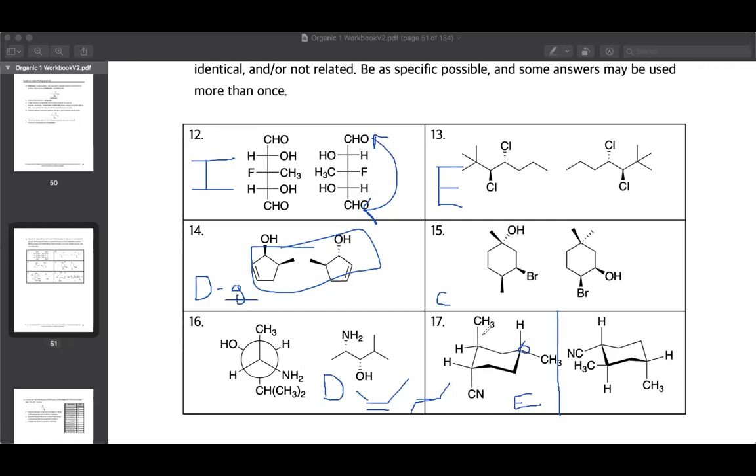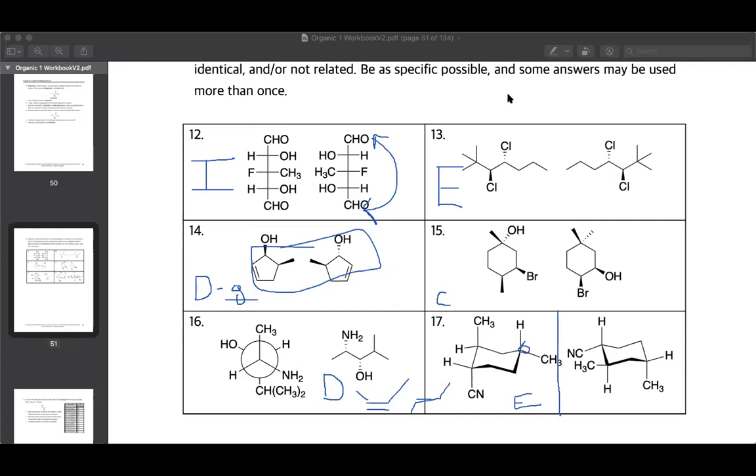Superimpose them, or that will change the dash. Exactly, it changes the dashes to the wedges and vice versa. So flipping this makes all of these substituents the opposite stereochemistry of your original. So that's why they're not the same. So when you flip, you don't change the wedges to dashes, but when you rotate, you do.